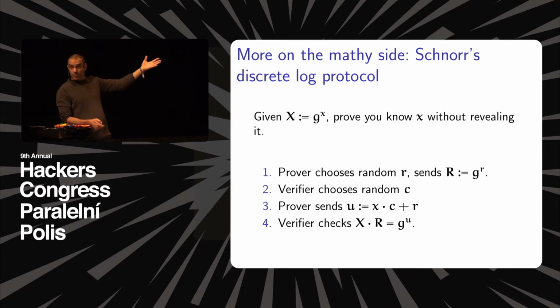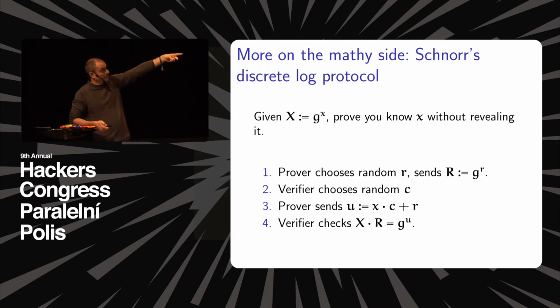Now, although to compute this u you need to know little x, to check that u is correct you can do it in the exponent. So the verifier can do it using the public key, the capital X. The verifier will check that X to the c times R is g to the u, which exactly corresponds, in the exponent, to the check that u is correct.